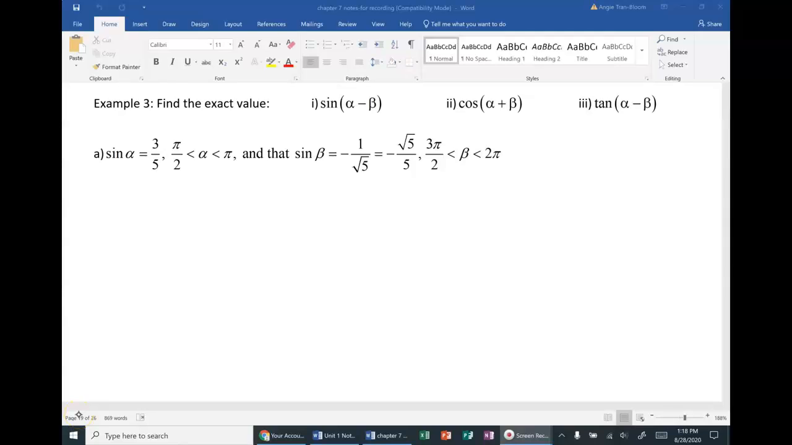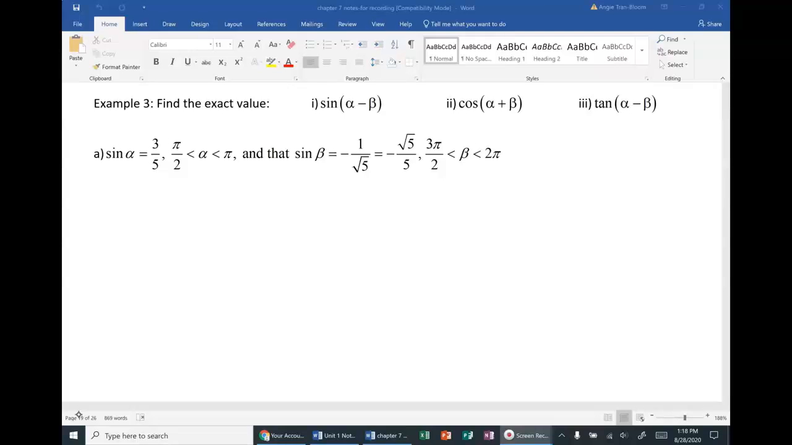Example 3, find the exact value. So in example 3, we have 3 examples within the example. So 1i, we are going to do sine of alpha minus beta. 2i's, we are going to do cosine of alpha plus beta, and then 3i's tangent of difference.